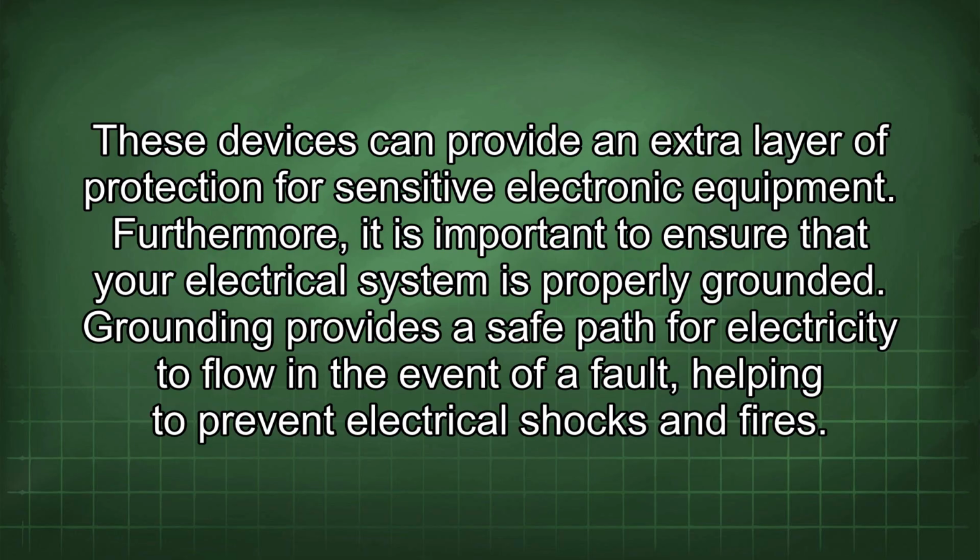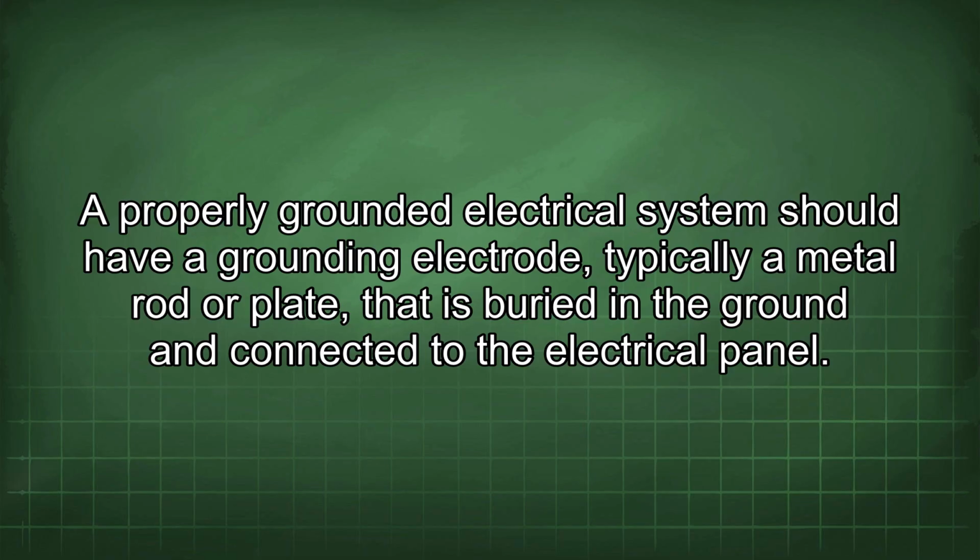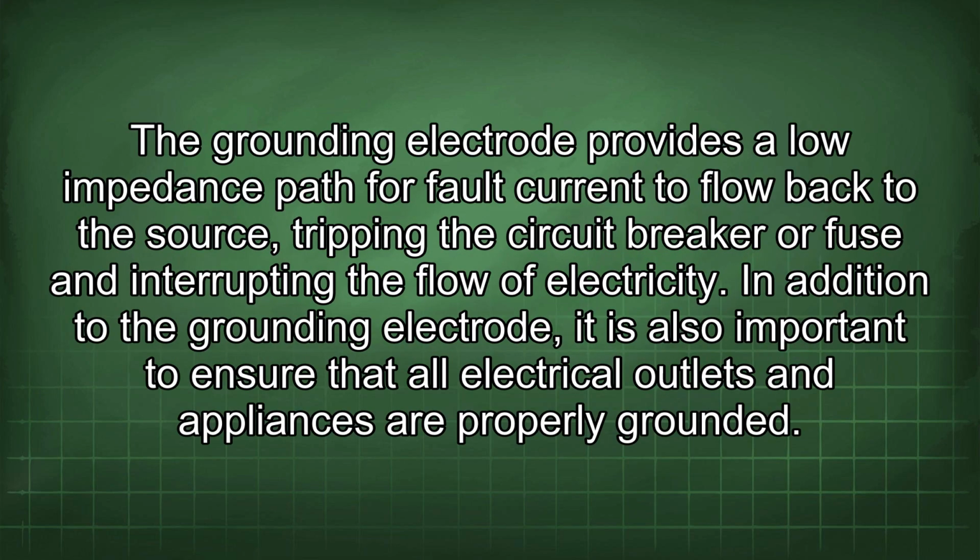Furthermore, it is important to ensure that your electrical system is properly grounded. Grounding provides a safe path for electricity to flow in the event of a fault, helping to prevent electrical shocks and fires. A properly grounded electrical system should have a grounding electrode, typically a metal rod or plate, that is buried in the ground and connected to the electrical panel. The grounding electrode provides a low impedance path for fault current to flow back to the source, tripping the circuit breaker or fuse and interrupting the flow of electricity.